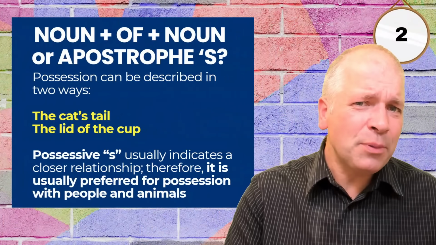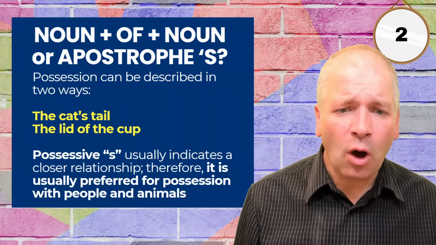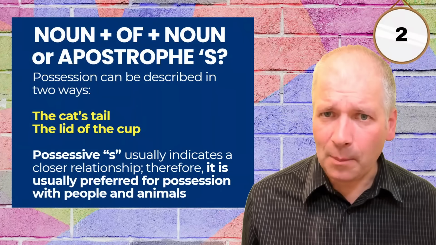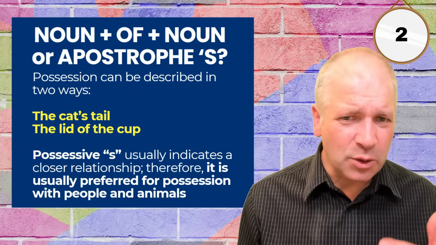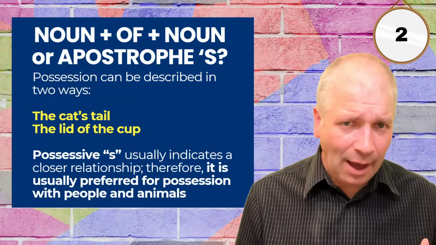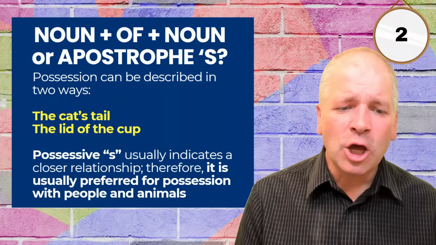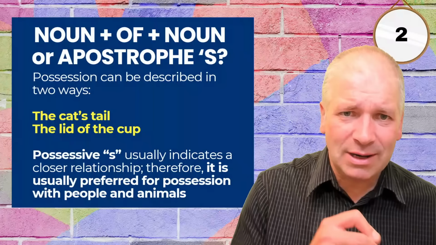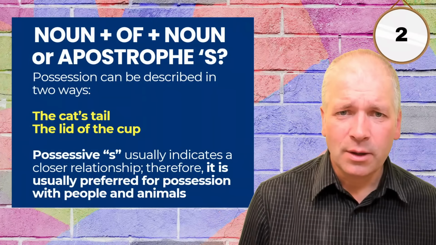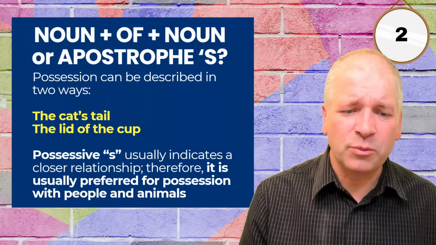When you're trying to be possessive with a noun, you've got two choices. Either noun of noun or apostrophe s. The cat's tail, the lid of the cup. Why would we use each one? Now, the rules are not clear-cut, but generally we follow this principle, which is possessive s usually indicates a closer relationship between the noun and the thing that owns it. Because a relationship is implied, then it's usually preferred for possession with people and animals.